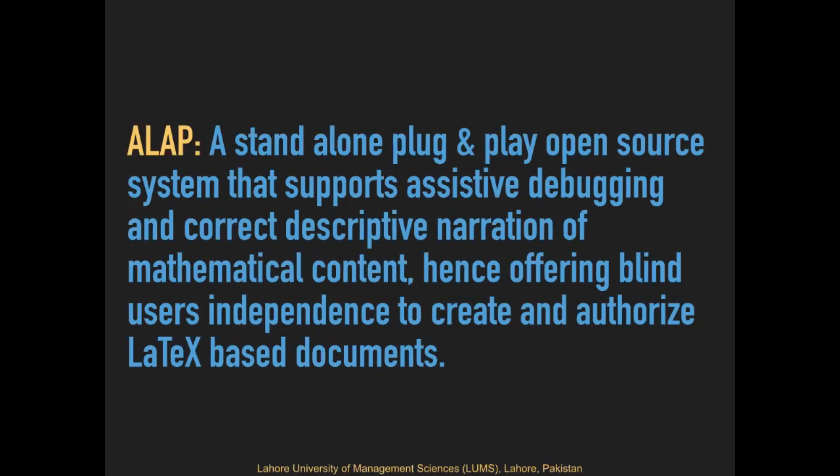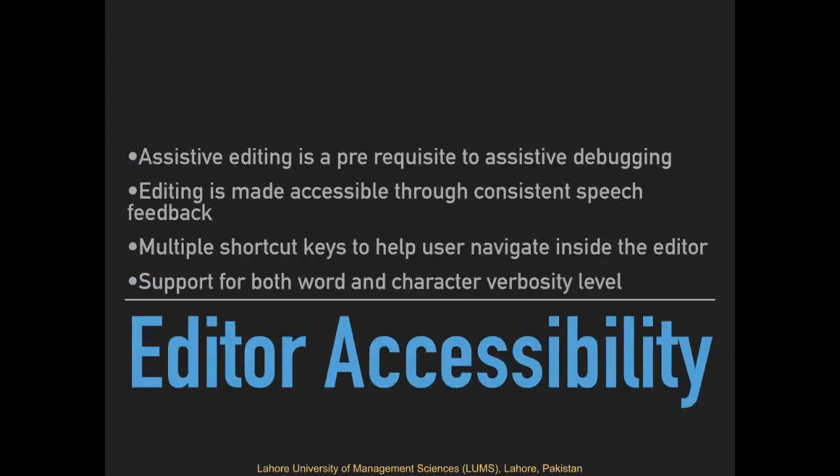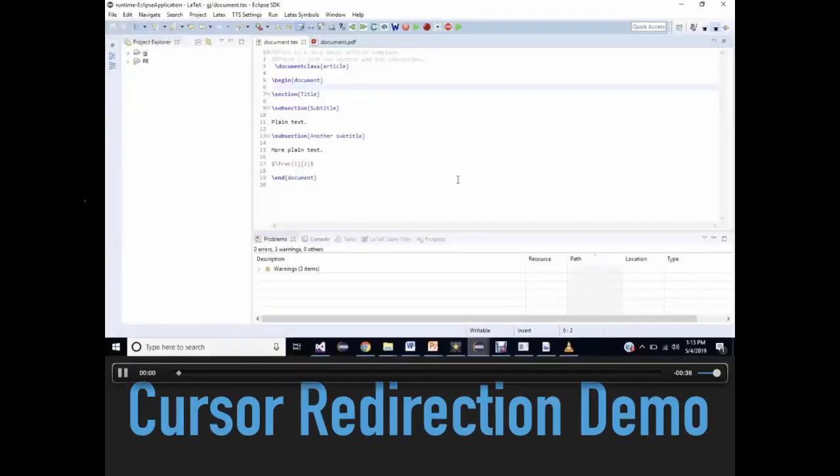So we developed a standalone, plug-and-play, open source system that supports assistive debugging and correct description narration for mathematical content, hence offering blind users independence. Independence is the key here, to create and author LaTeX-based documents, and also to download and produce the final product. I'm going to quickly go over it. We have editor accessibility, we have assistive debugging, we have math mode, and we have PDF accessibility. So the complete editor is accessible. I'm going to show you here.